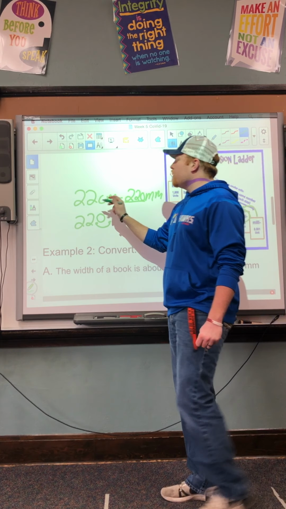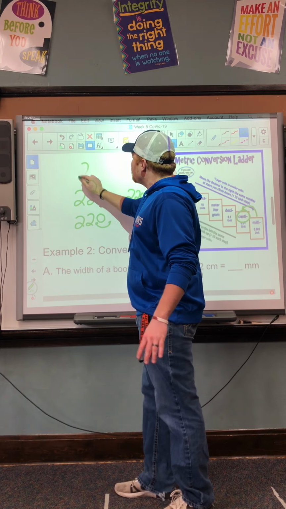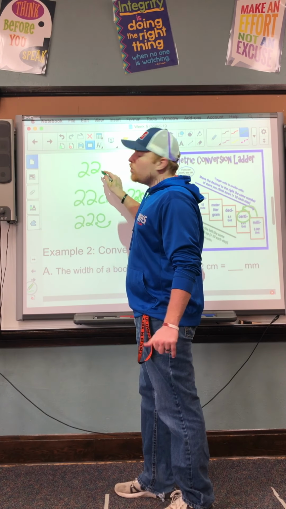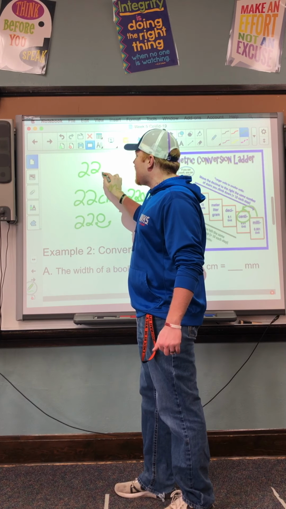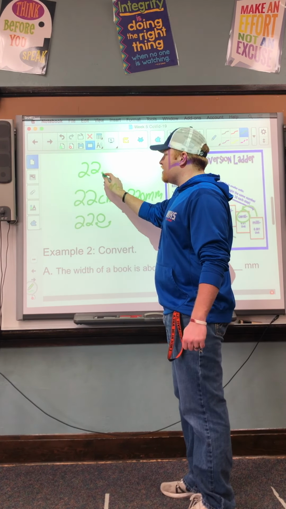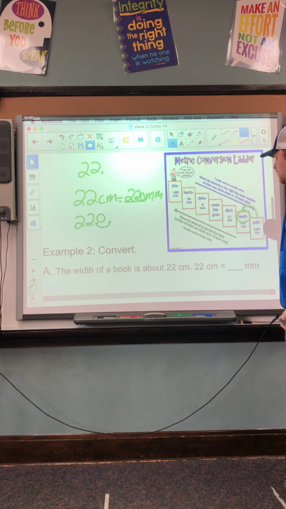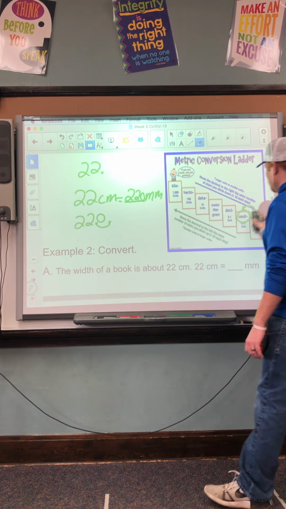Remember, every whole number has a decimal point. In 22, the decimal is behind the last digit. So it's 22 and, that's where the decimal is at. So when you move the decimal over, just move it over from there. All right.